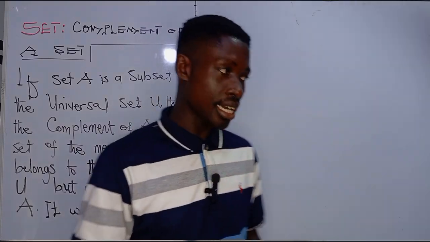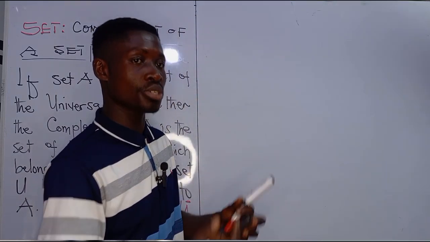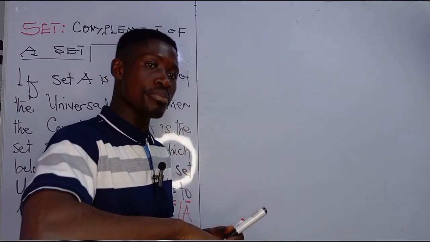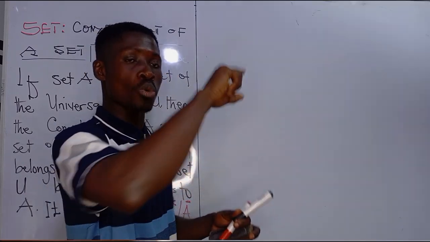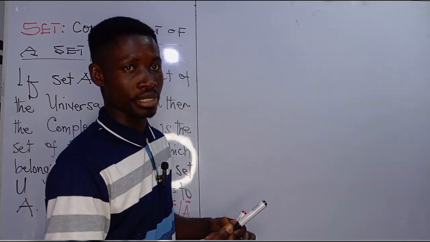So what we are saying is that if we have a universal set and then we have a subset of the universal set, then the complement of the subset are all those elements that belong to the universal set but do not belong to the subset.